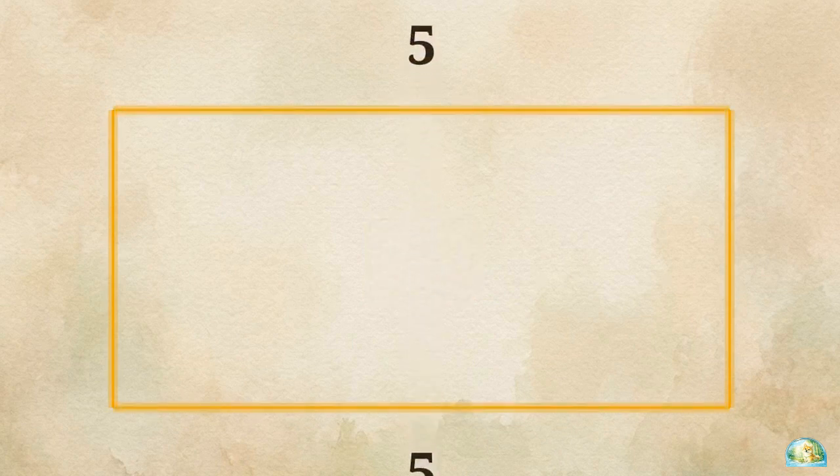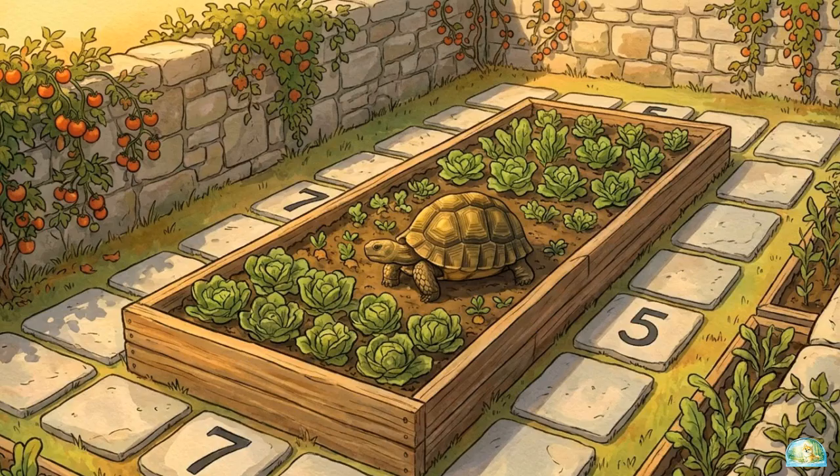Since these remaining sides are equal, we divide by 2. Each missing side is 5 feet long. The perimeter relationship allows us to determine specific side lengths by using the total distance as a starting point.